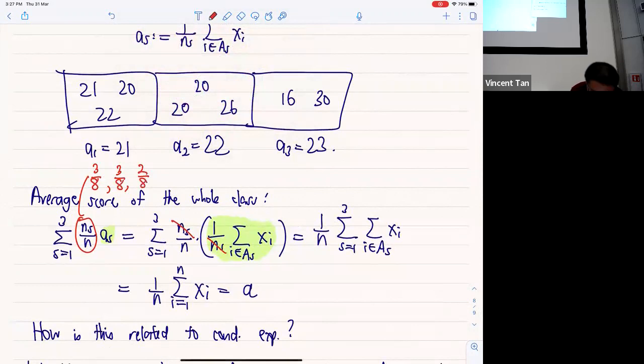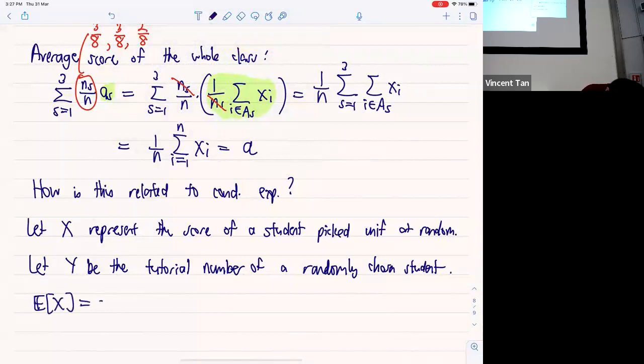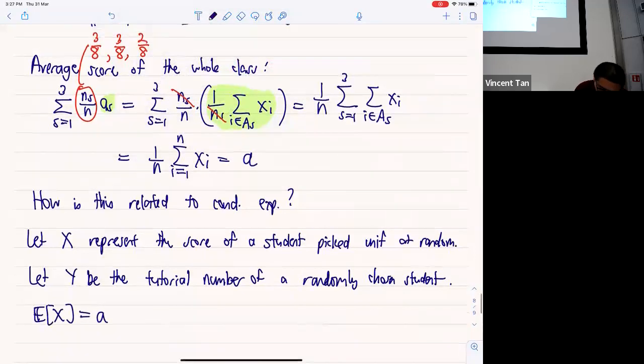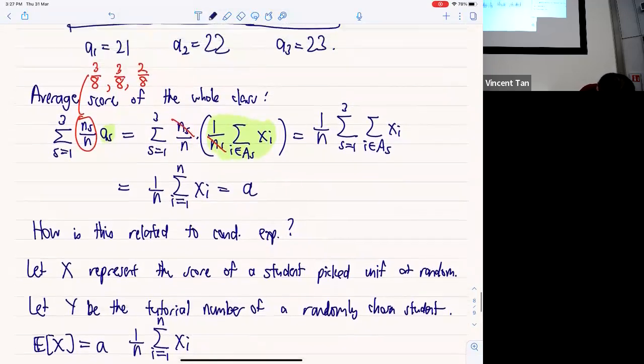Thank you very much. Okay, let Y now be the tutorial number of a randomly chosen student. So the expected value of X is nothing but A, which is this calculation here. It's nothing but the average of all the students in the whole class.